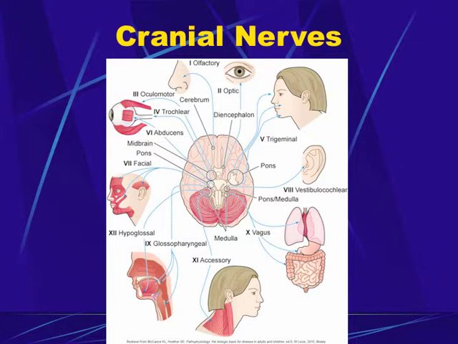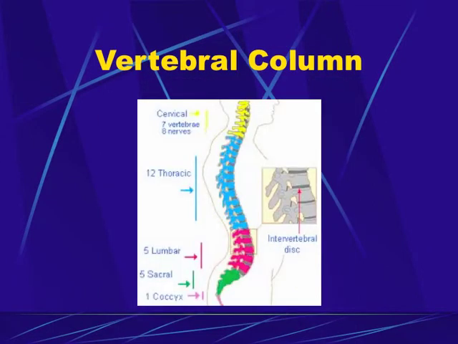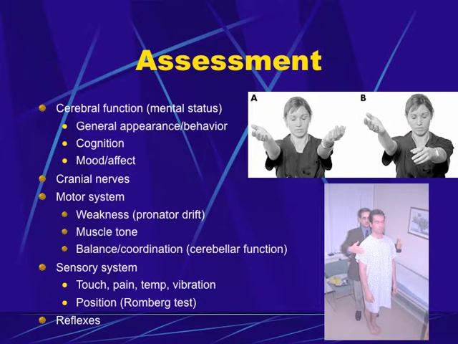But I would like you to think about which one's the most important, and that would be 9 and 10, the glossopharyngeal and the vagus, because of the gag reflex and the potential for aspiration when we have a problem there. The vertebral column will become a lot more important next quarter when we get to spinal cord, so we will review it a little bit when we get there. Now we're to the meat of the chapter at the assessment level. So I will go through these in a little more detail.